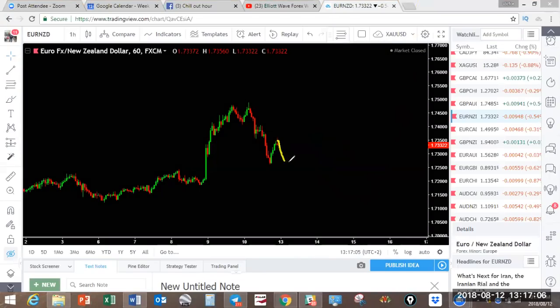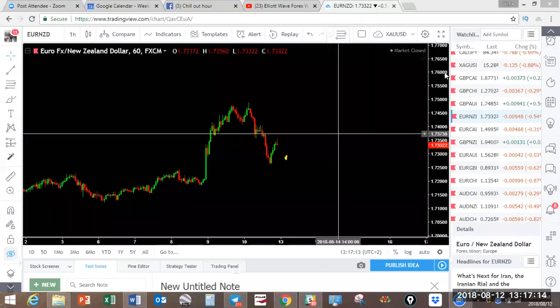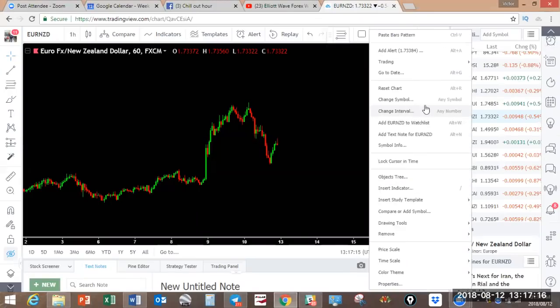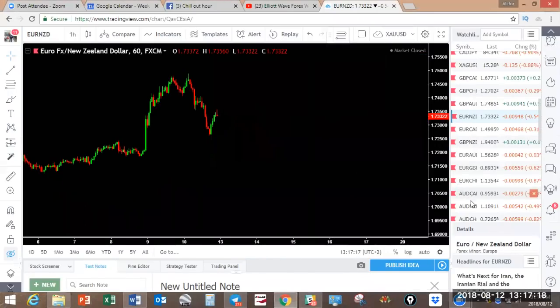Okay, so that's what you're going to be looking at. I'm anticipating down here and then something like that. But it's too premature to tell what's going to happen there. You're going to wait for the corrective structure there. All right, let's look at the rest of the pairs.